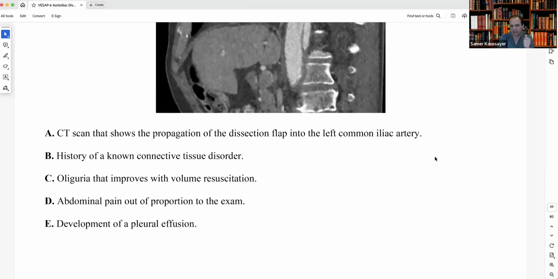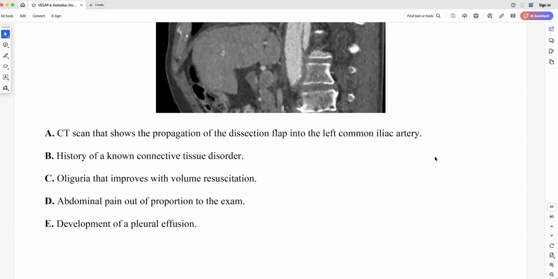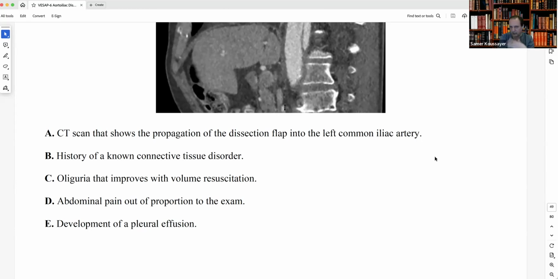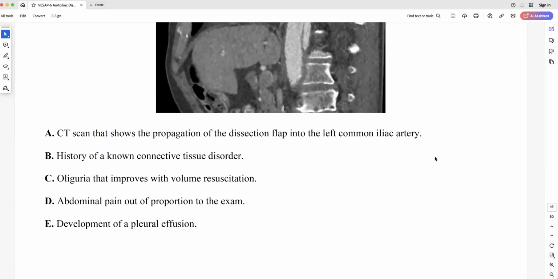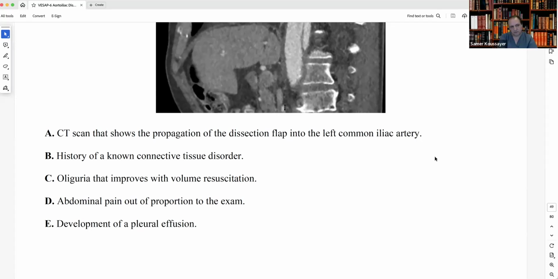If you see it, you have to take it as an emergency in the middle of the night. Okay, so extension to the left common iliac artery will not. Acute ischemia, yes. Non-connective tissue disorder is not an emergency, but possibly you need to be more aggressive later, or maybe you repair him earlier, but it's not an emergency. Correct? Yes. Okay, this next one.